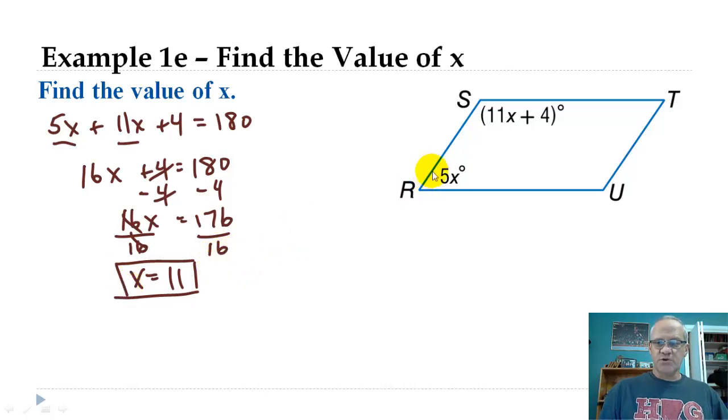If you wanted to check that, you could just put 11 back in here to find that that's 55, and put 11 in here, and you're going to get 121 plus 4, that's 125. Is 125 and 55 equal to 180? Yes, it is. So we're good. So that's how you can check yourself.